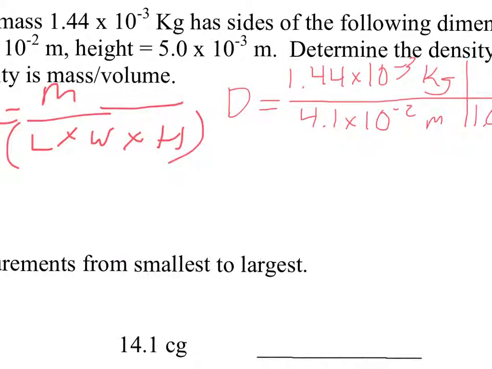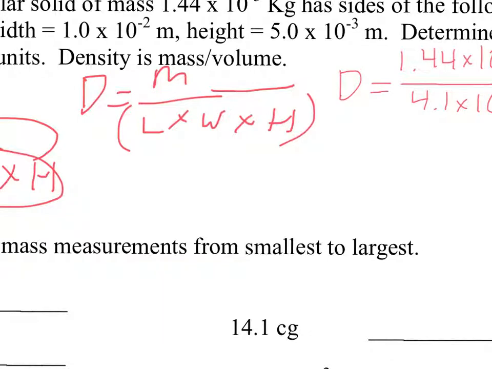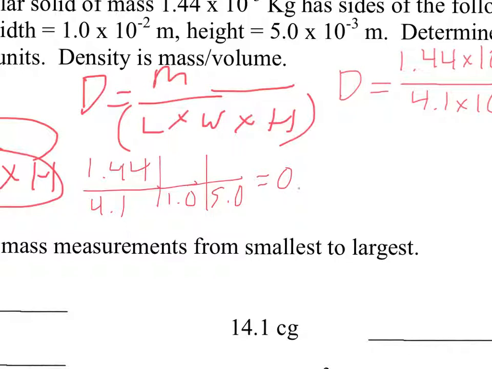Now let's move back over here and start doing the math. If I take the values 1.44 in the mantissa and divide that by 4.1, and I also divide that by 1.0, and I also divide that by 5.0. Plug that into my calculator and I get this number, 0.0702.